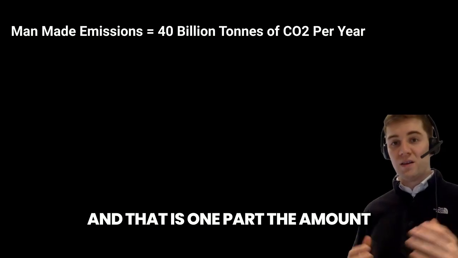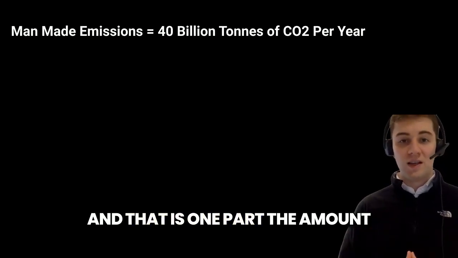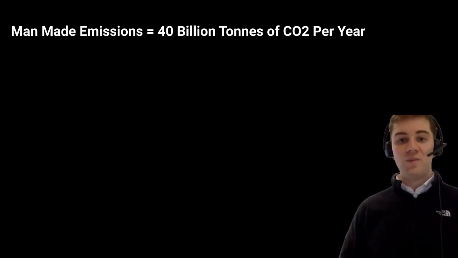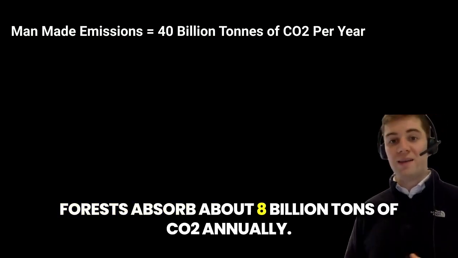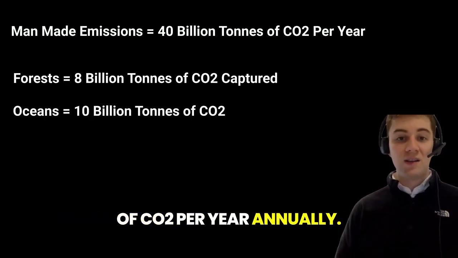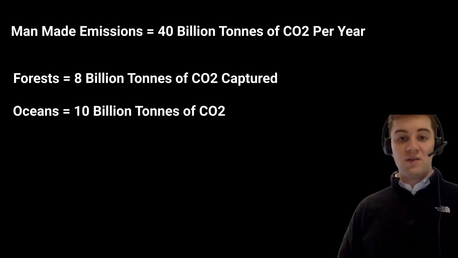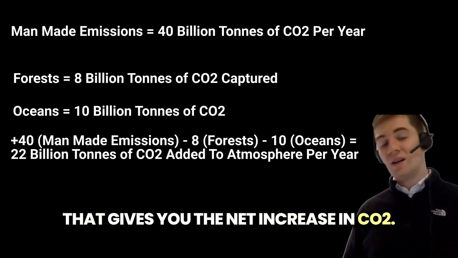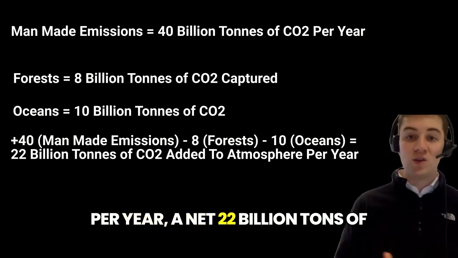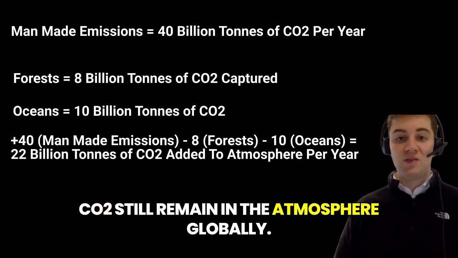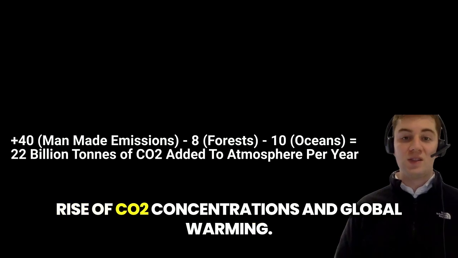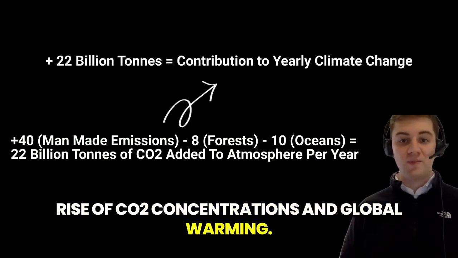And that is one part. The amount of CO2 absorbed by natural sinks: forests absorb about 8 billion tons of CO2 annually. Oceans absorb another 10 billion tons of CO2 per year. So that gives you the net increase in CO2, right? So despite the natural absorption of 18 billion tons per year, a net 22 billion tons of CO2 still remain in the atmosphere globally, and that imbalance is contributing towards the rise of CO2 concentrations and global warming.